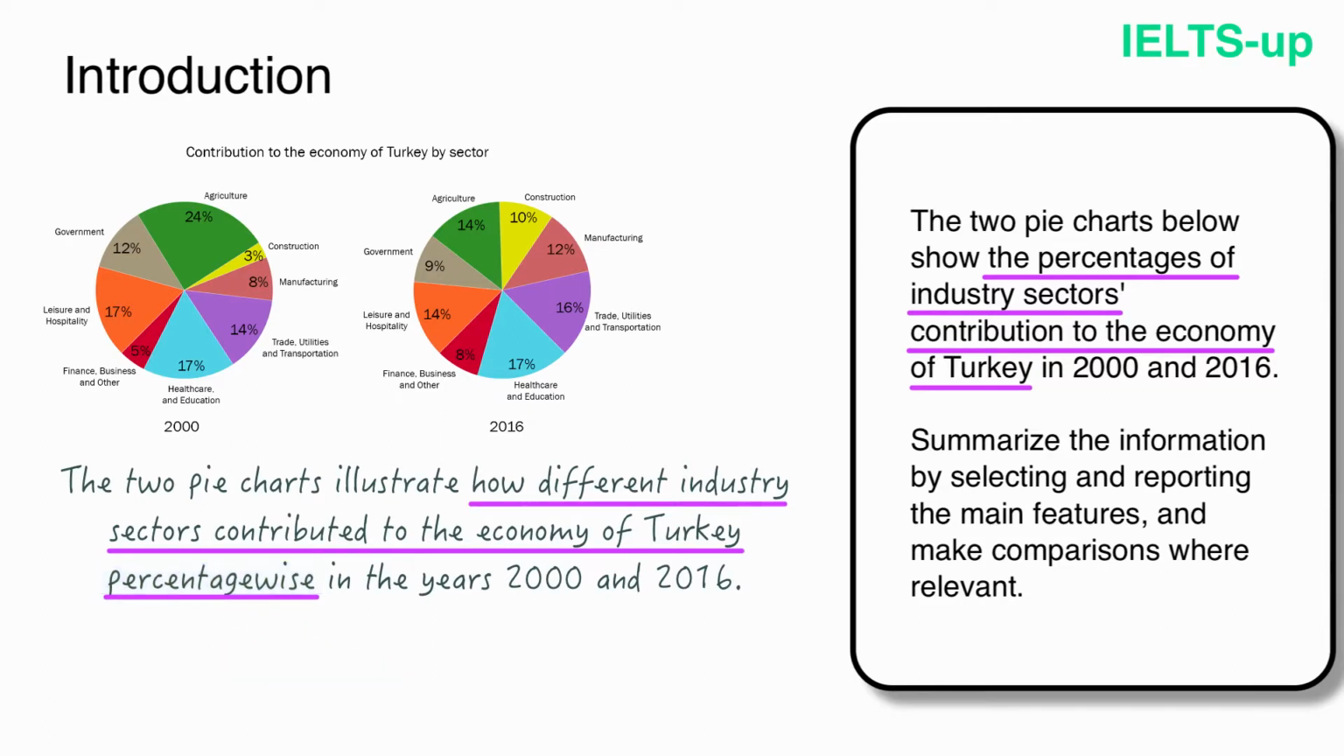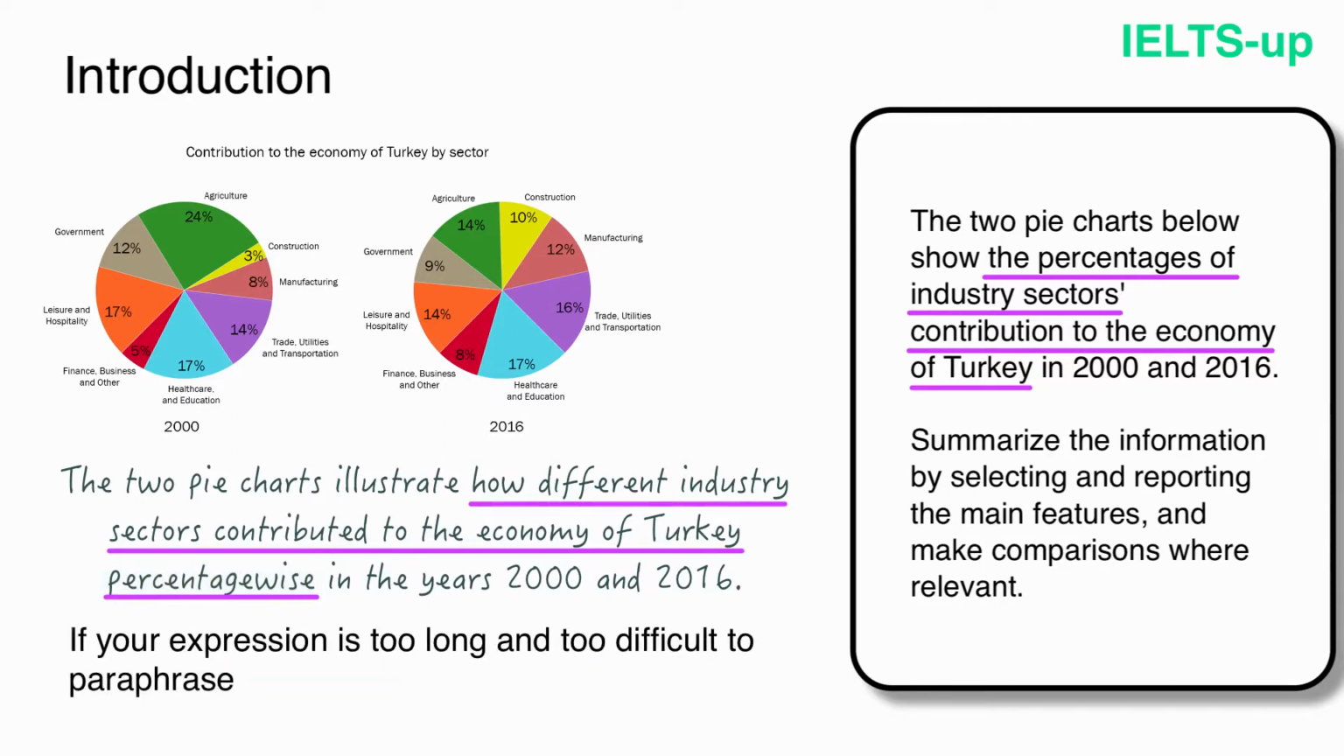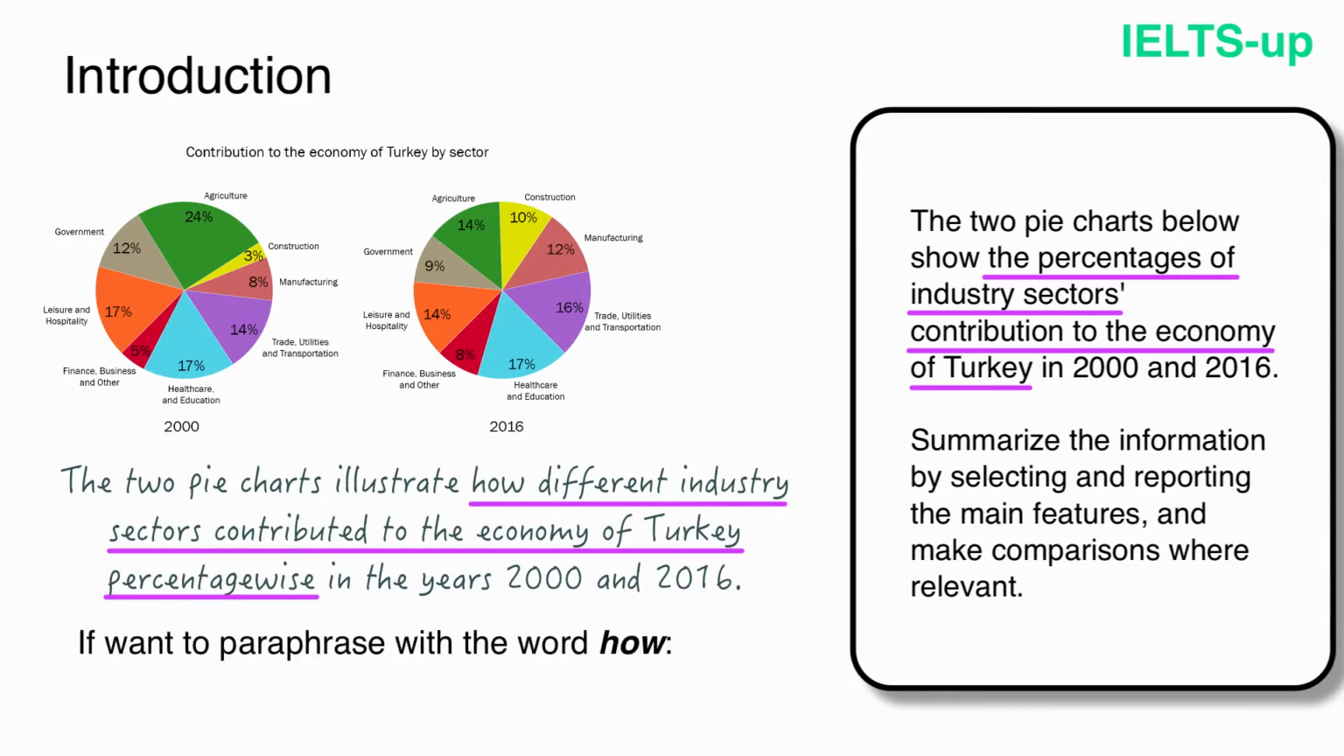You can see that I used a very nice technique. If your expression is too long and too difficult to paraphrase, you can just use the word how. So, if you want to paraphrase with the word how, then you have to find the action noun. In our case, it is contribution. And change it to a verb. In our case, contributed. And make a new sentence.